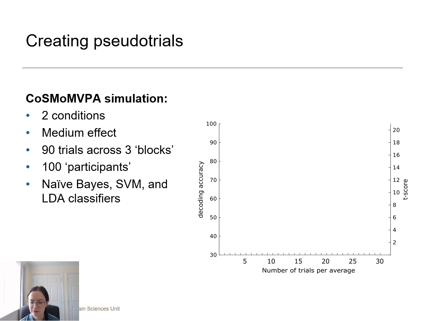I'll just orient you to the graph that I'll present many times during this presentation. On the left y-axis, we have our decoding accuracy, so that's the percentage of times that the classifier accurately separates our conditions. On the right-hand y-axis, we have our t-score, so that is just the t-test against chance for each of our mean decoding accuracies, chance level in this case being 50% because we had two conditions. And on the x-axis here, we have the number of trials per average. So that is just the number of trials that we included in our pseudotrial or our average set of trials.